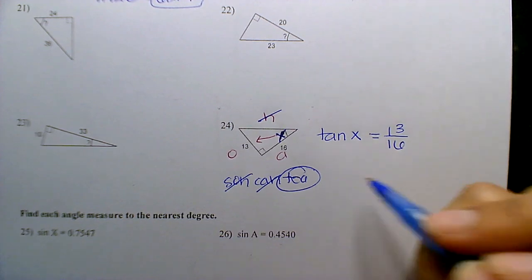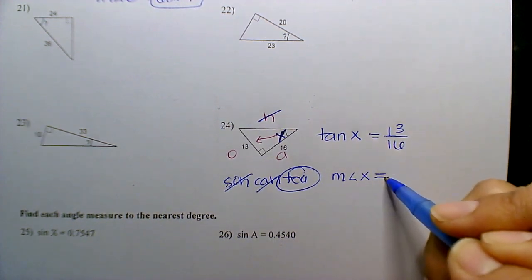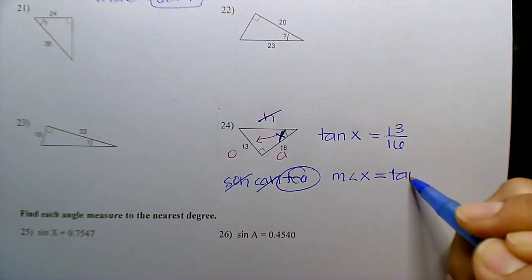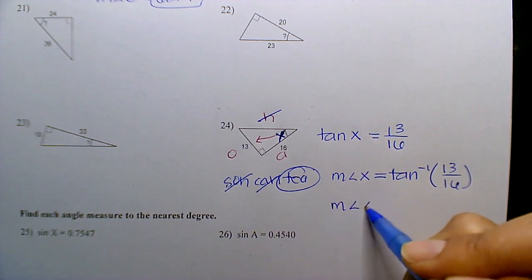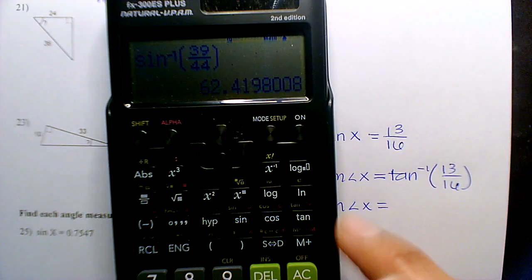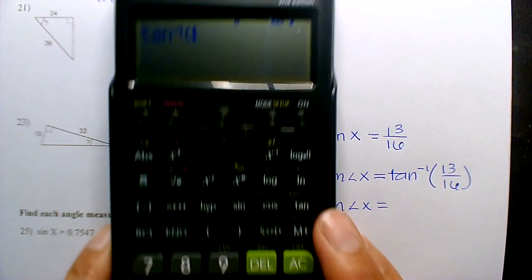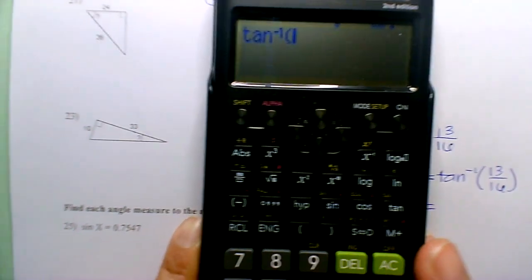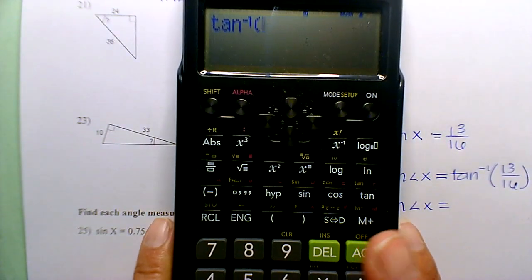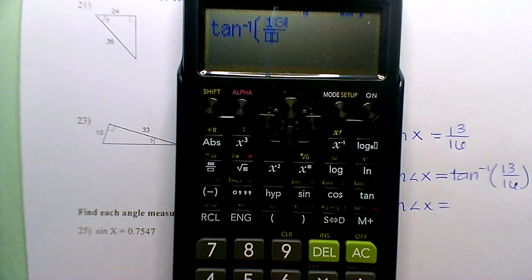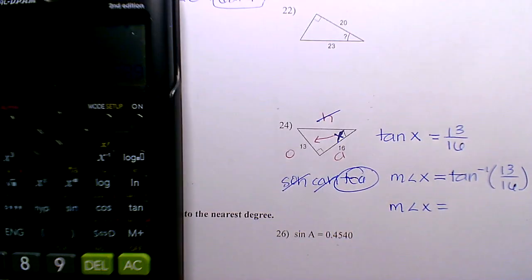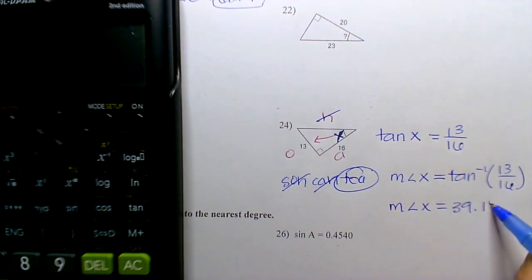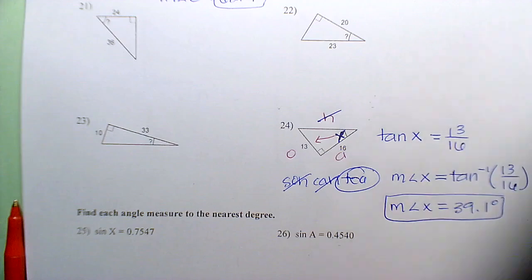And so most of you would go to the calculator, but what's the measure of angle X? Inverse tangent of 13 over 16. And you get shift tan, and you don't have to close the parenthesis. And you're at 39.1 degrees. Easy, right?